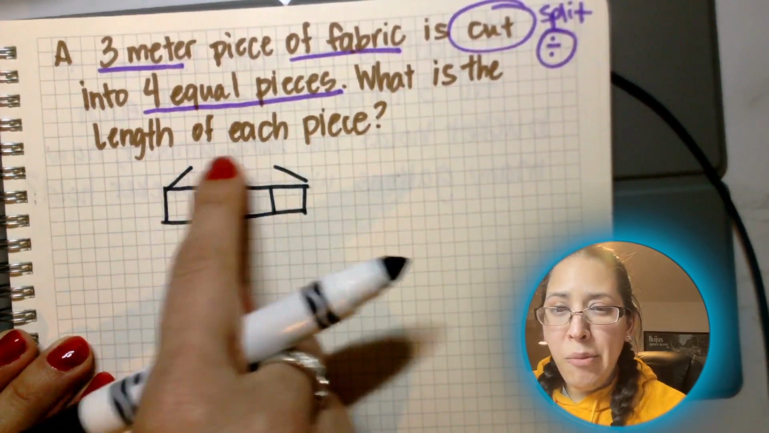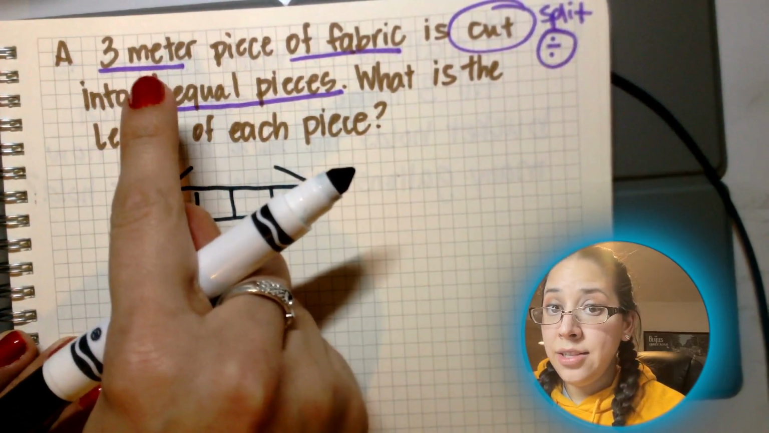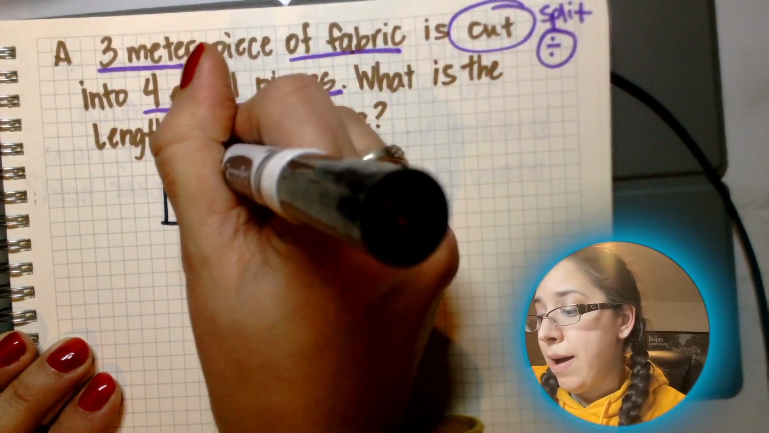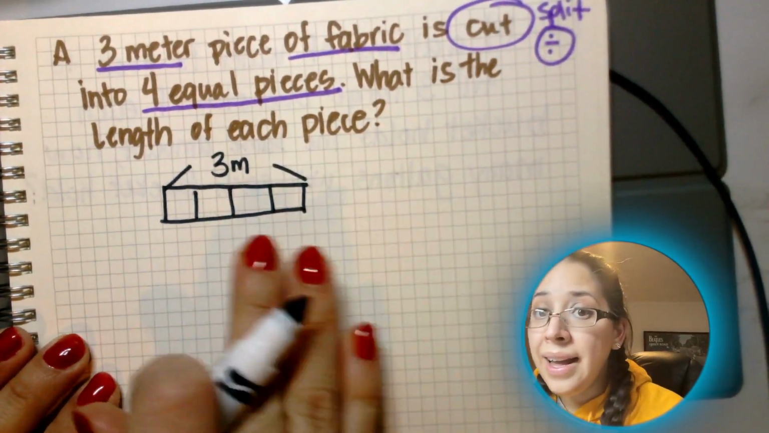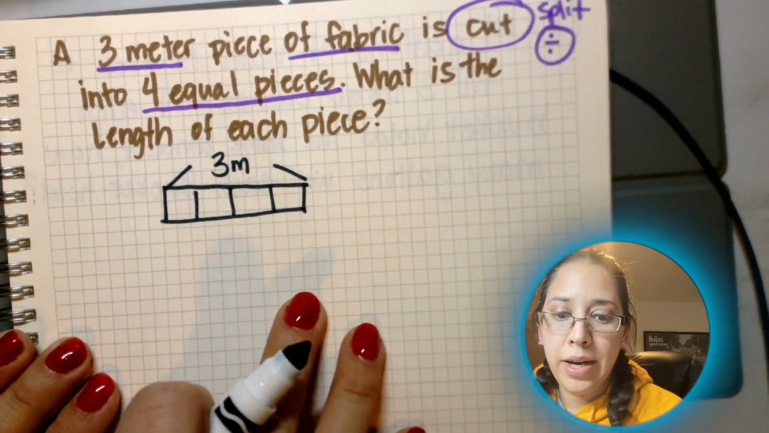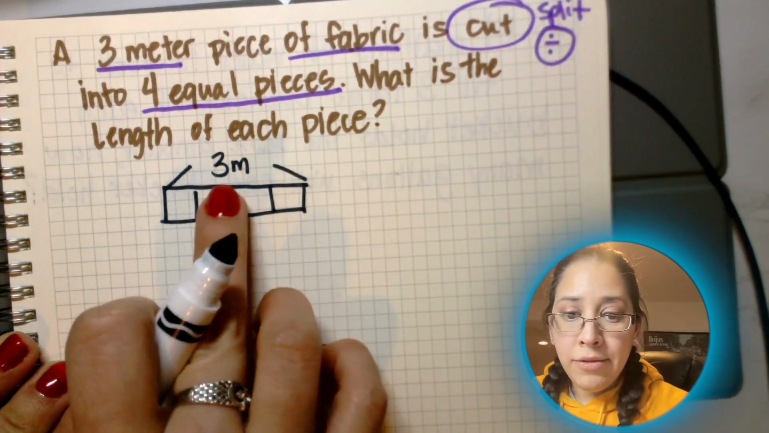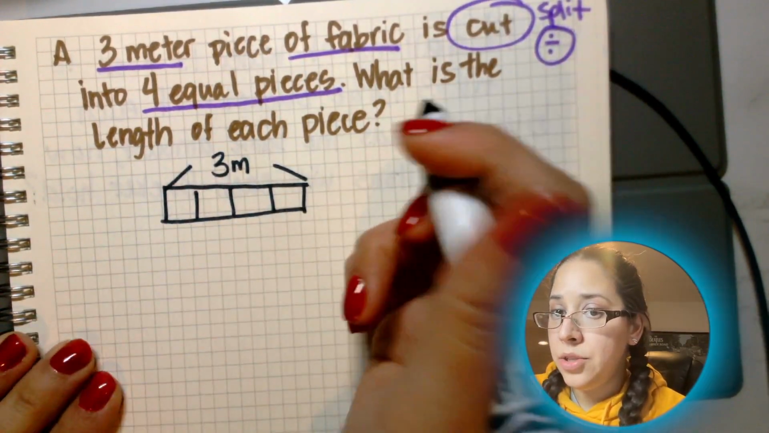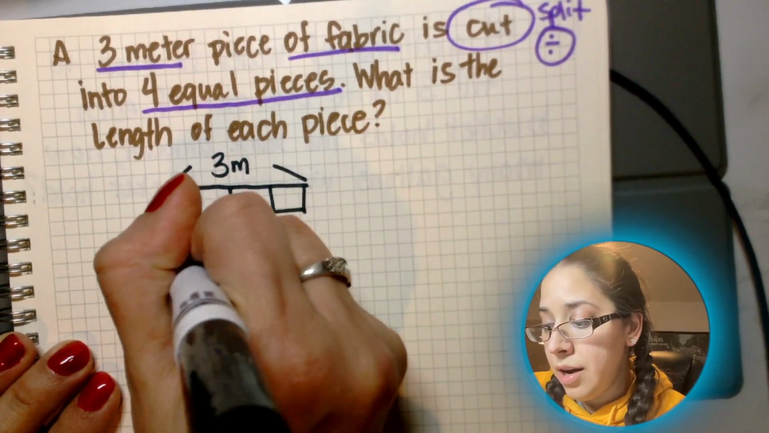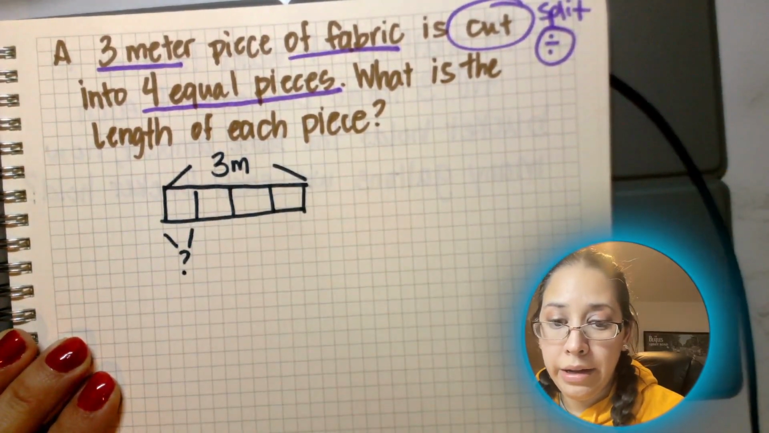Then I have to identify what my whole is. In this case, I just saw that I had 3 meters of fabric. So I'm going to put 3 meters. I like to make sure that I'm labeling it with my units. So what I've just done was, I have these 3 meters and I've split them into 4, and I'm trying to figure out what that 1 is.